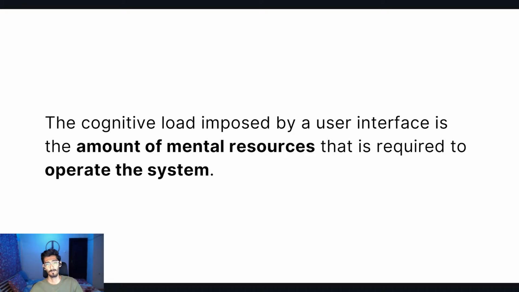It also has a certain amount of active memory, or working memory, that it uses to identify new things or learn new things. So if the user is given so many choices, so many things to choose from, they get confused, and they might leave the system or the app without achieving their goals.